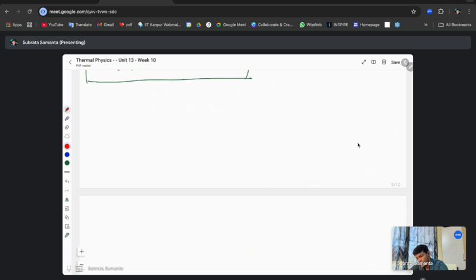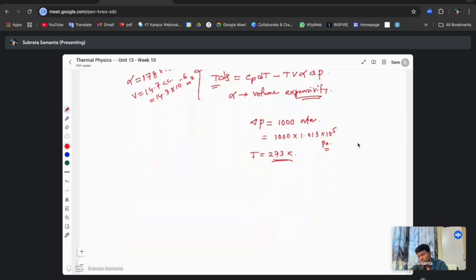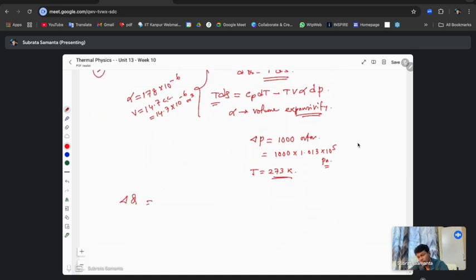So, problem number 2. Use this data. It is straightforward to calculate delta Q, since delta Q is basically your Cp. One more thing: dT is 0, because it is an isothermal expansion. So this implies that dT equals 0.